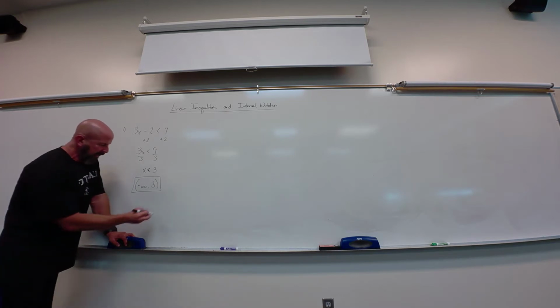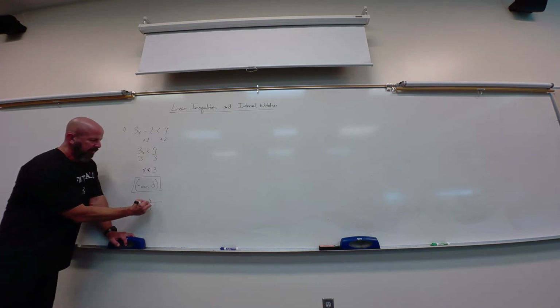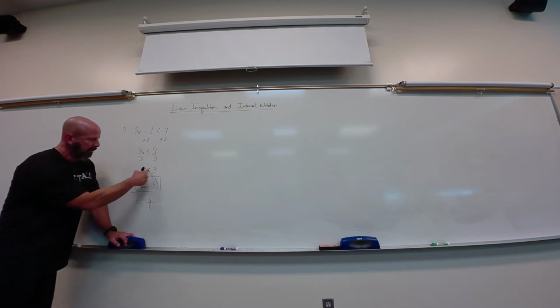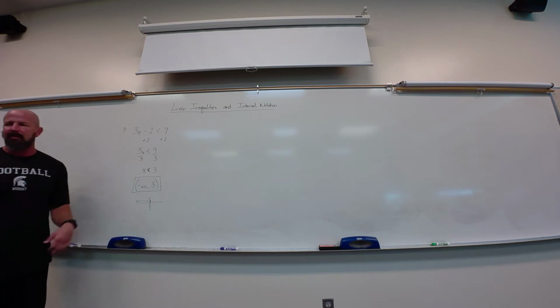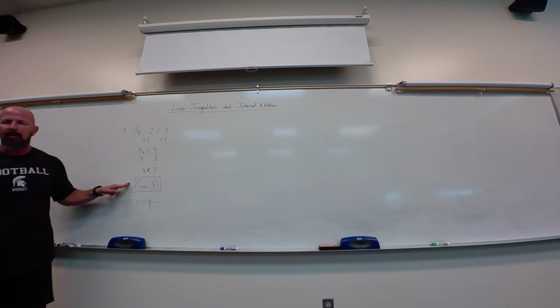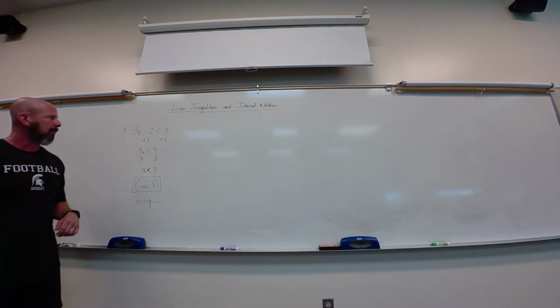Again, if a number line helps you, do a quick number line graph. There's 3. Parenthesis, less than, it's going that way. It's pointing that way. That kind of gives you that to make that transition. But this is how we're going to write our solutions.